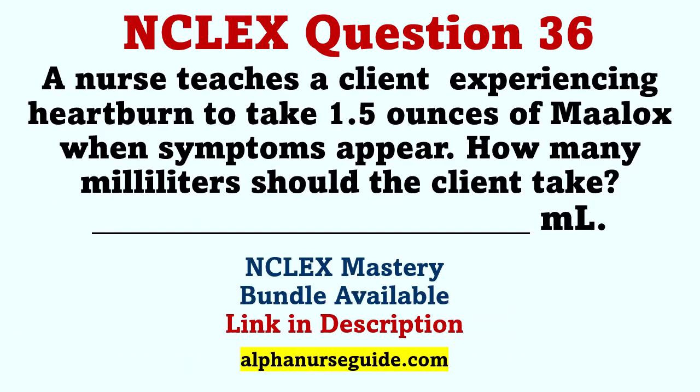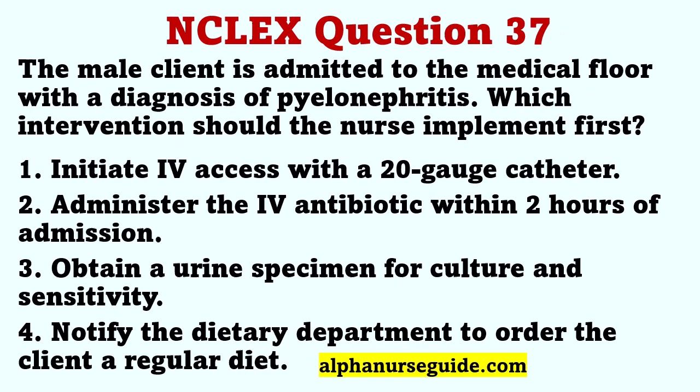A nurse teaches a client experiencing heartburn to take 1.5 ounces of Maalox when symptoms appear. How many milliliters should the client take? Blank ml. The correct answer is 45 milliliters. 1 ounce equals 30 milliliters. You multiply 30 by 1.5. You get 45 milliliters.